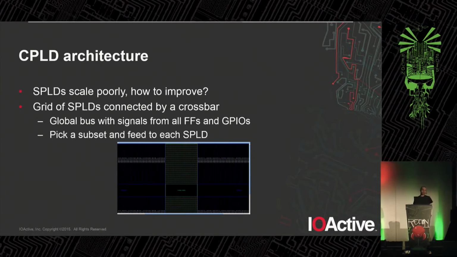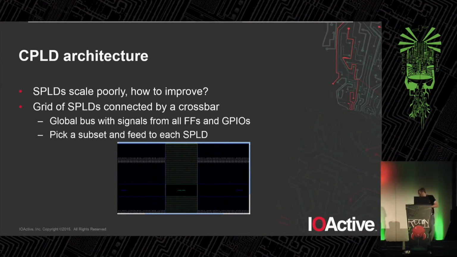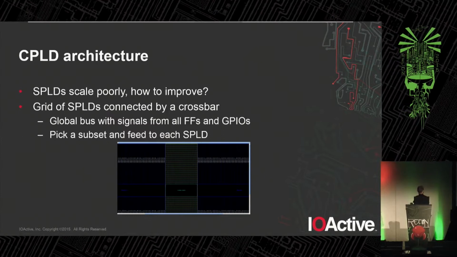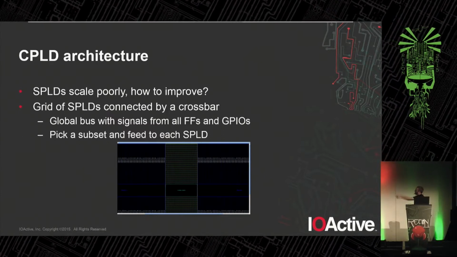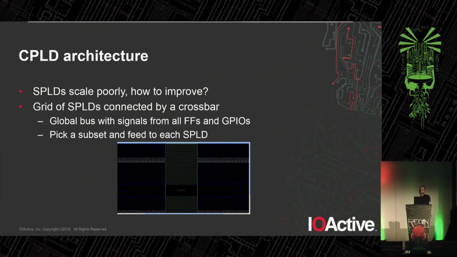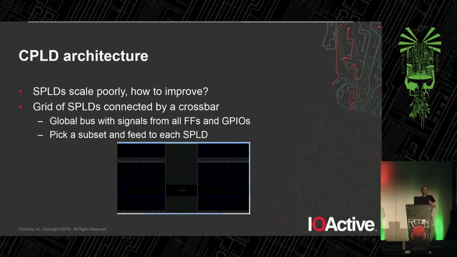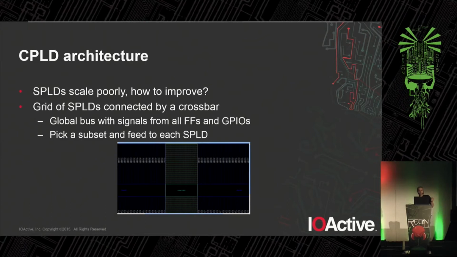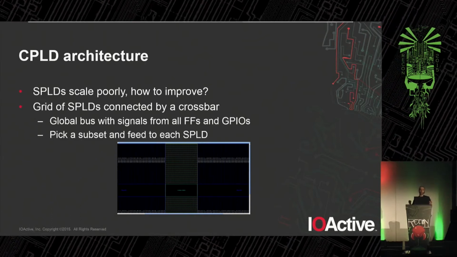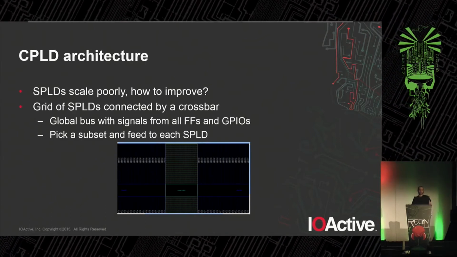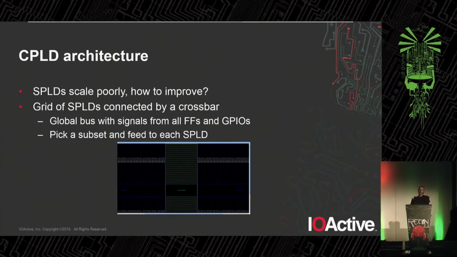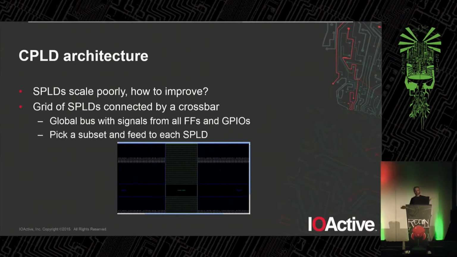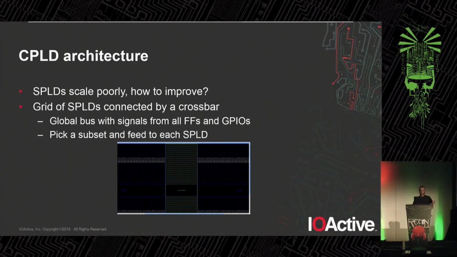Well, it turns out we can make a grid of small SPLDs. Did not show up as well as I had hoped on the projector, but we've got one SPLD block here, we've got one here, and there's a crossbar switch in the middle. So now we can create a bunch of outputs from one SPLD, a bunch of outputs from the other, and then just feed them all into one big routing fabric, pick out whichever signals I'm interested in processing on this half of the chip or that half of the chip, and then feed them into the SPLD. So this is a CPLD.